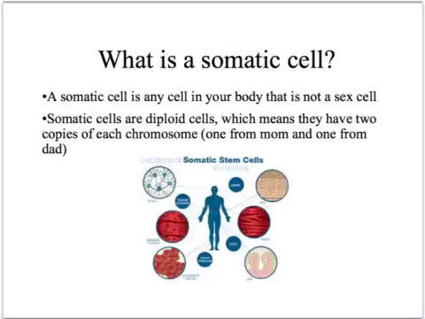Somatic cells are diploid cells, which means they have 2 copies of each chromosome, and you get 1 copy from your mom and 1 from your dad. When we talk about meiosis, we're going to talk about where sex cells get made, so where do eggs get made for females and sperm get made for males. But all other cells in your body besides egg and sperm are made through mitosis.